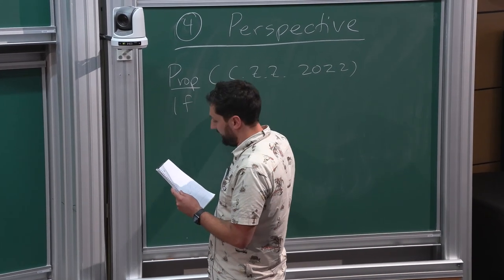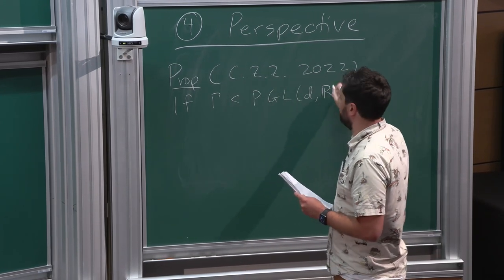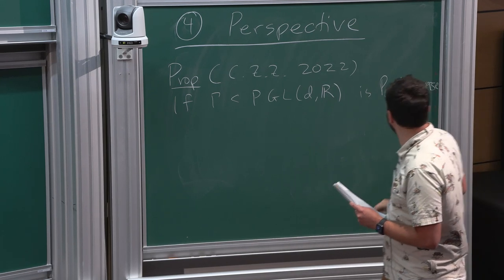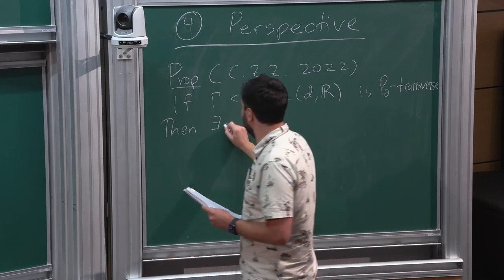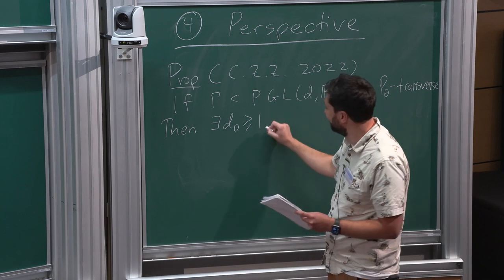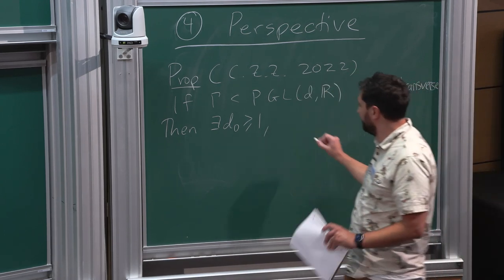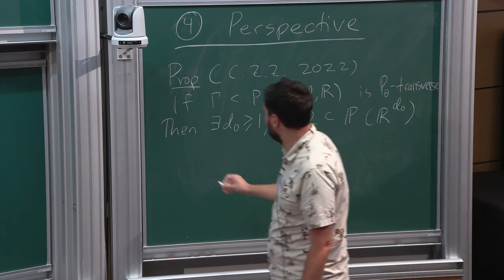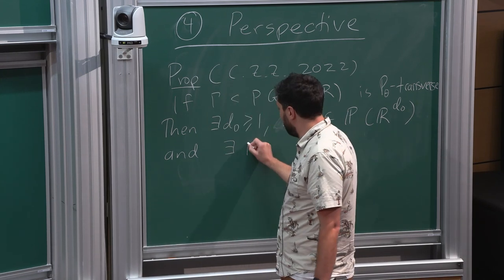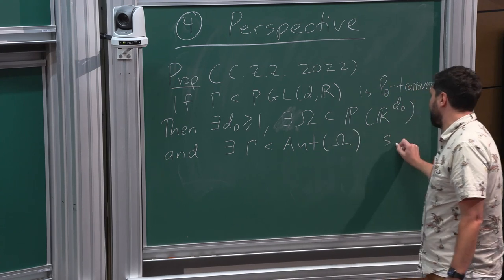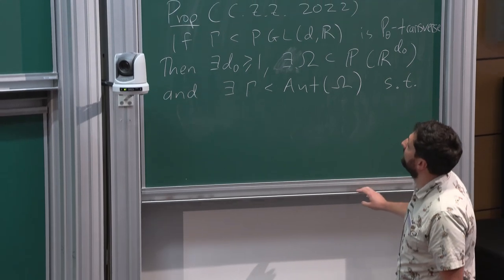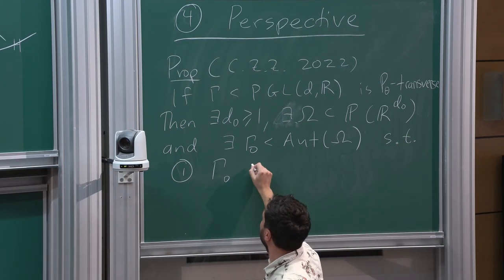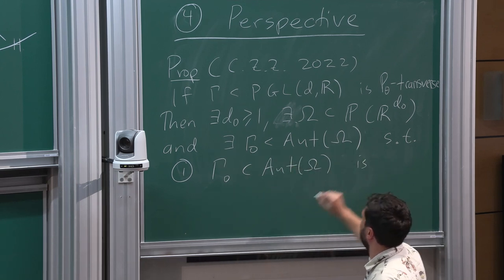And it says if gamma, so I'm only doing the PGL case, is P theta transverse, then there exists some other number, d naught. There exists some omega in the associated projective space, and there exists gamma naught in the automorphism group such that three things. Gamma naught inside the automorphism group is projectively visible.